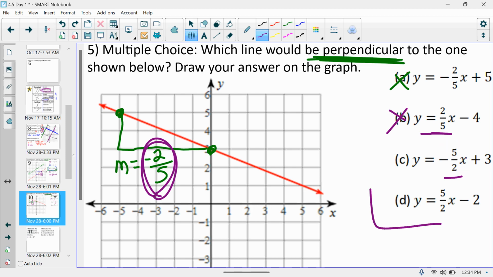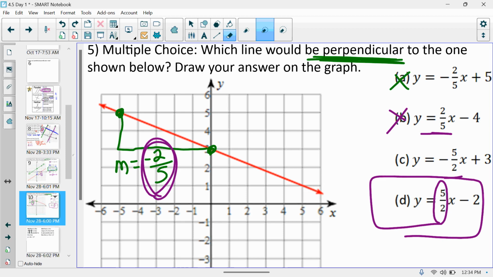So this is the only one that works because the slope is flipped over, right? The 5 is on the top now, and it's opposite. Our original slope was negative and this one's positive. So that one should be perpendicular, but let's graph it to check.